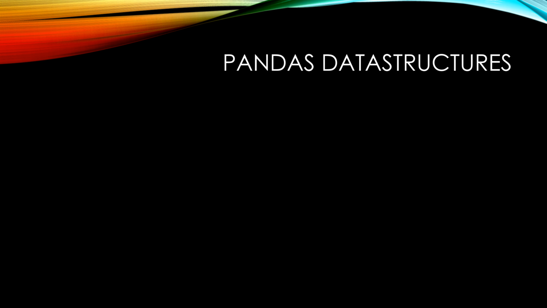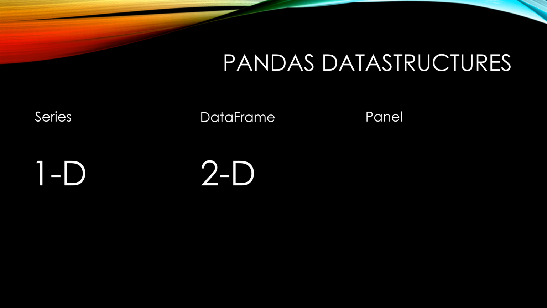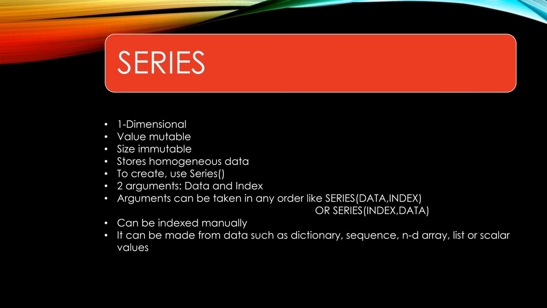Pandas data structures are categorized into three: series, data frame, and panel. Series is one-dimensional, data frame is 2D, and panel is 3D. Series are one-dimensional, value mutable, size immutable, and store homogeneous data, that is, the same kind of data.